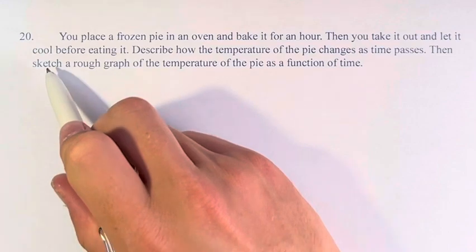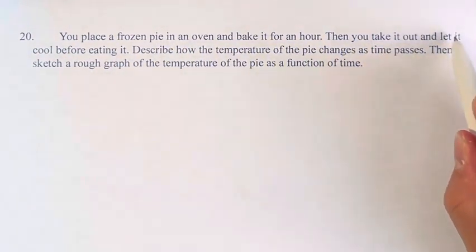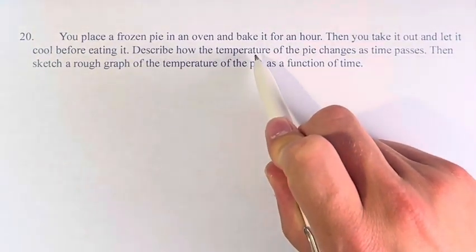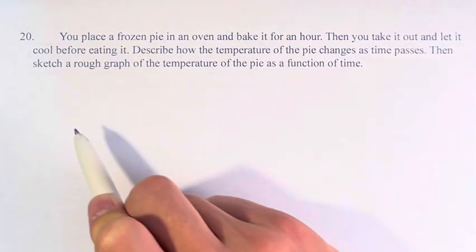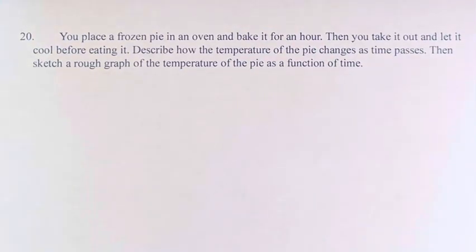In this problem, we're told that you place a frozen pie in the oven and bake it for an hour. Then you take it out and let it cool before eating it. We're asked to describe how the temperature of the pie changes as time passes and sketch a rough graph of the temperature of the pie as a function of time.